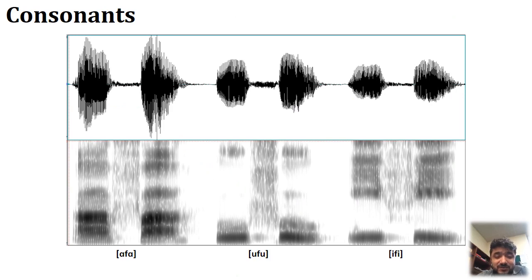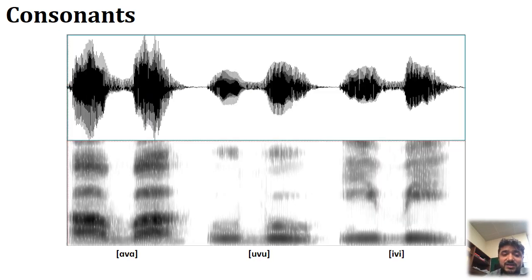All right, so you have afa, ufu, ifi. Now this is for your own pleasure. I won't go into the details here. Just look at it here and try to find out whether you can figure out the labiodental placement from the formant transitions, whether you can recognize the vowel, the actual noise. Just look at the magnitude of this noise here, because this is a voiceless fricative. And this is ava, uvu, ivi, and now look at this.